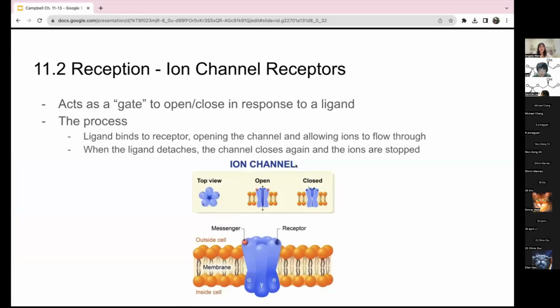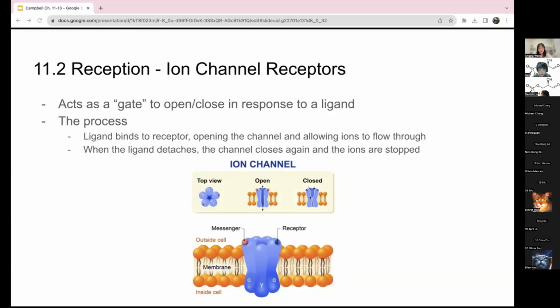Next are ion channel receptors. An ion channel receptor is usually closed to its specific ion type. So it's usually closed like this, so nothing can flow through. However, when the ligand binds to the receptor, the ion channel opens here, and then it allows the ions to flow through. When the ligand stops binding to the receptor, the channel closes back up and the ions stop flowing. This is very important in cells such as neurons that depend on ion channels to control neural activity.